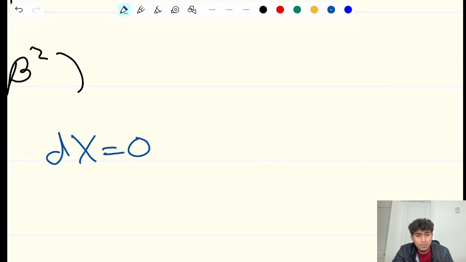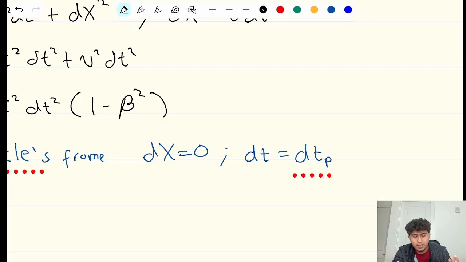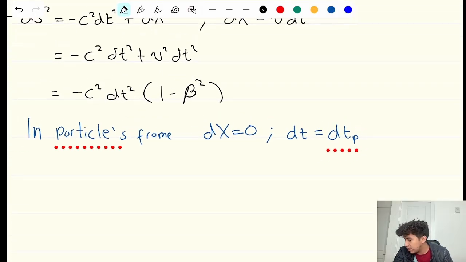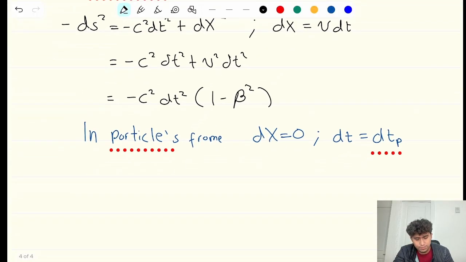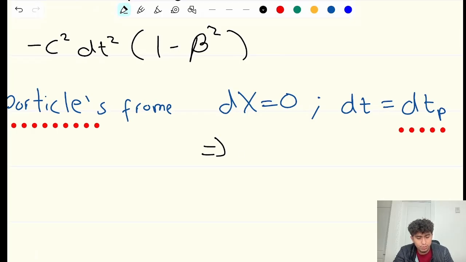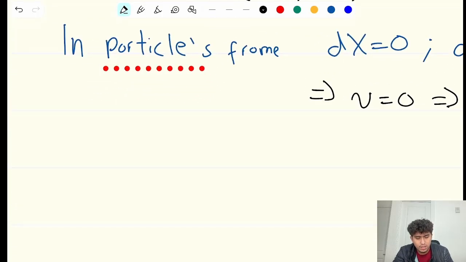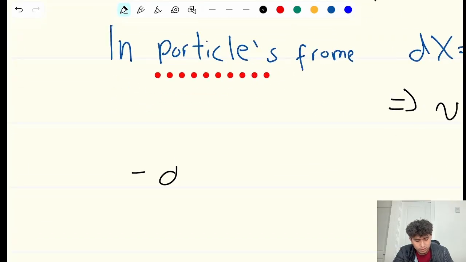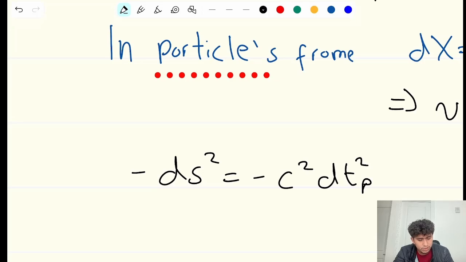So in this frame, nothing else, you're not moving, everything else is moving, and we can call your time proper time, dtp, which stands for proper time. In this frame, since you're not moving, the speed is 0, so beta is 0. Therefore, we have that minus ds squared is equal to minus c squared dtp squared.